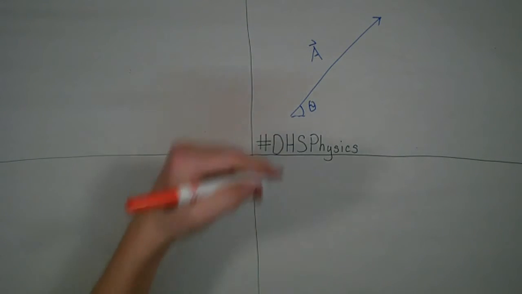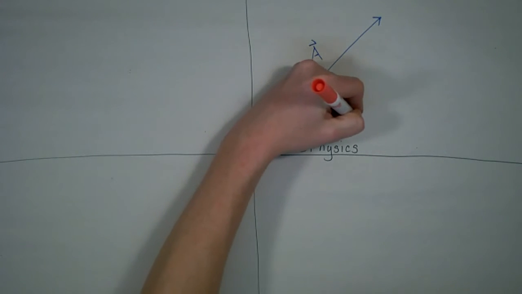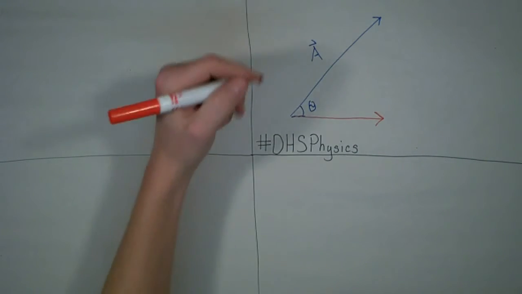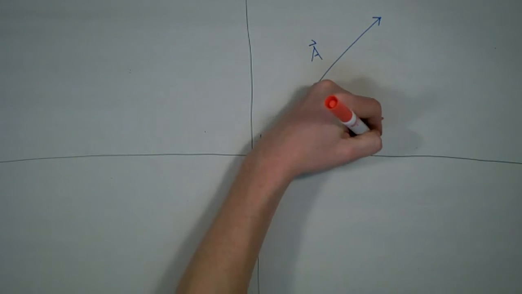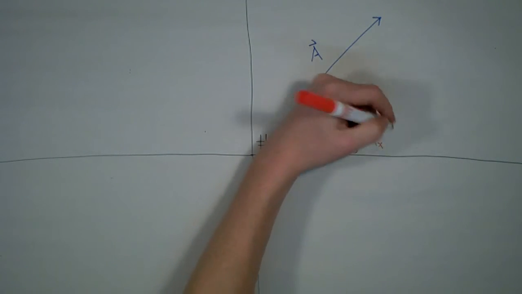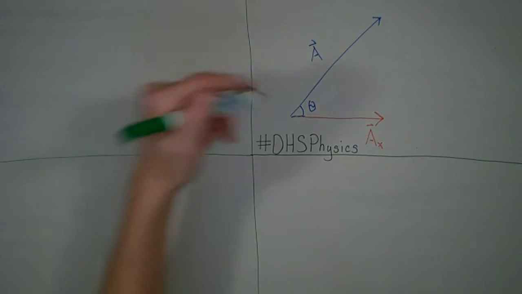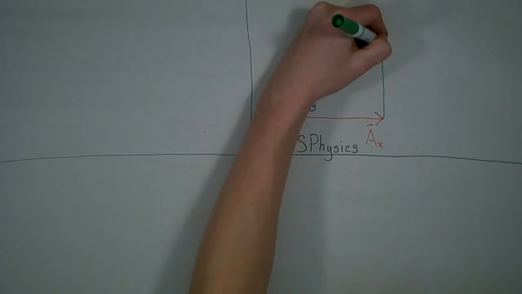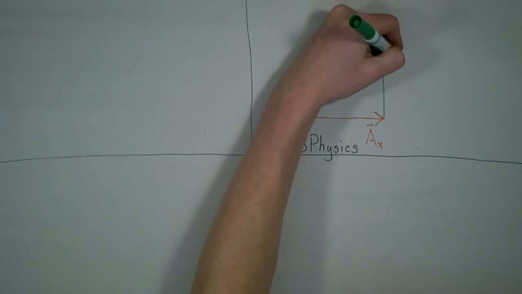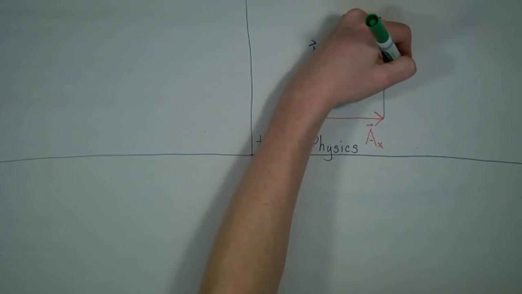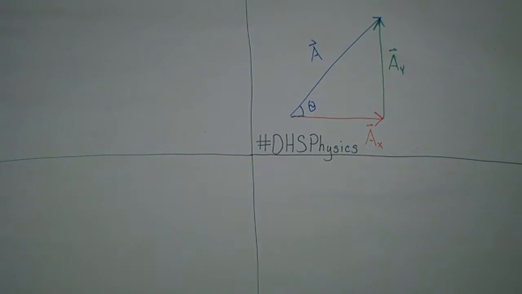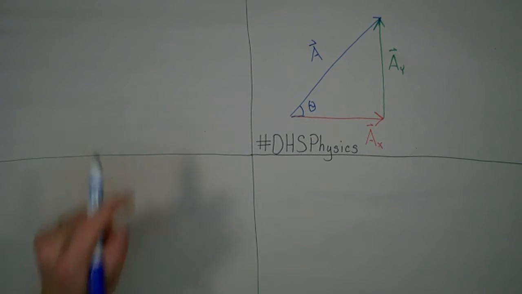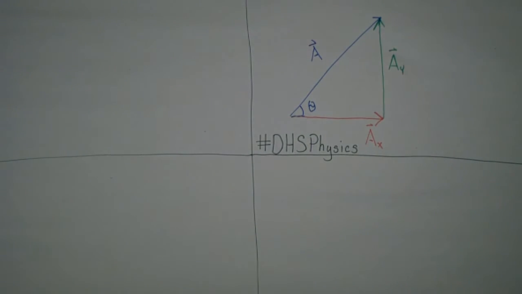A won't necessarily be easy to deal with, however, we can break it up into two components. The first is going to be AX, and we can see that AX lies perfectly within the positive X direction, and we're going to have AY, and we can also see that AY will lie within the positive Y direction. So while vector A may not be easy to deal with, we can see that vector A is equal to the sum of AX and AY.